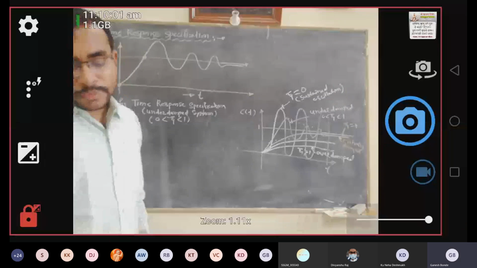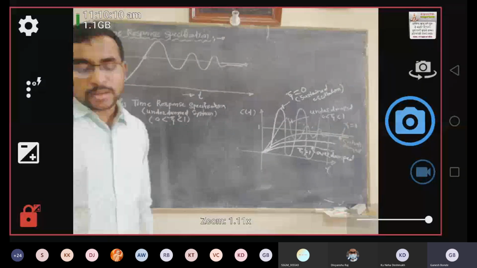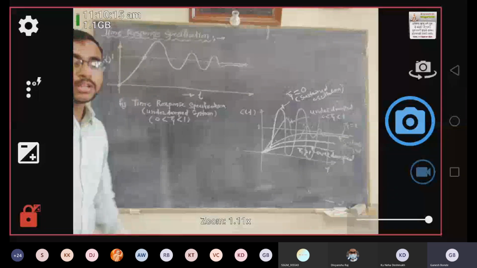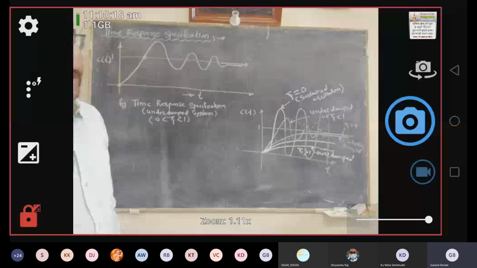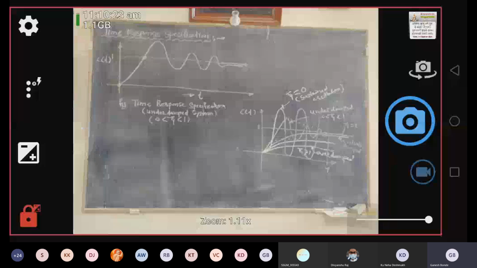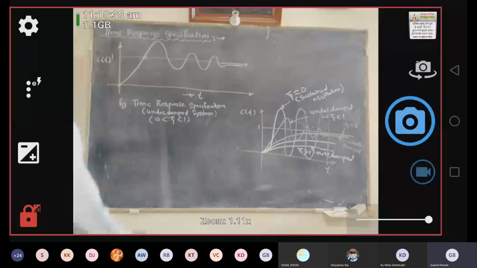So what is the objective of these performance indices? By observing these performance indices, we should know how fast the system moves to follow the input. This is the first performance index we can determine from the time response specification. Second one is how oscillatory your system is. That information we can also determine. And third one is how much time it will take to reach a steady state. So this is the third performance index. This is the first type of information we can obtain from the time response specification.